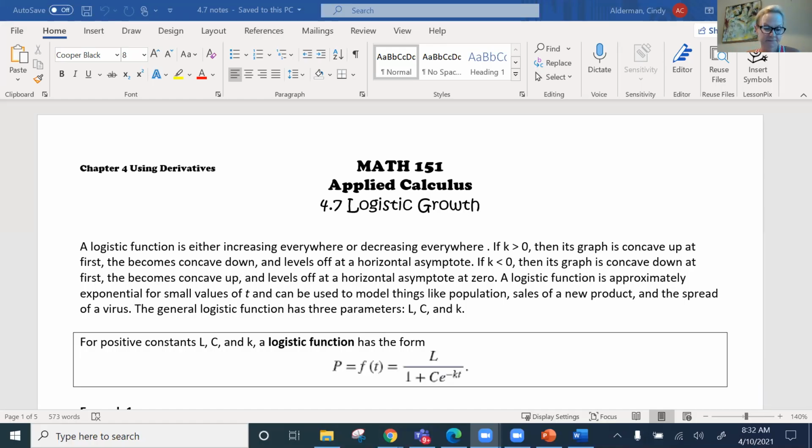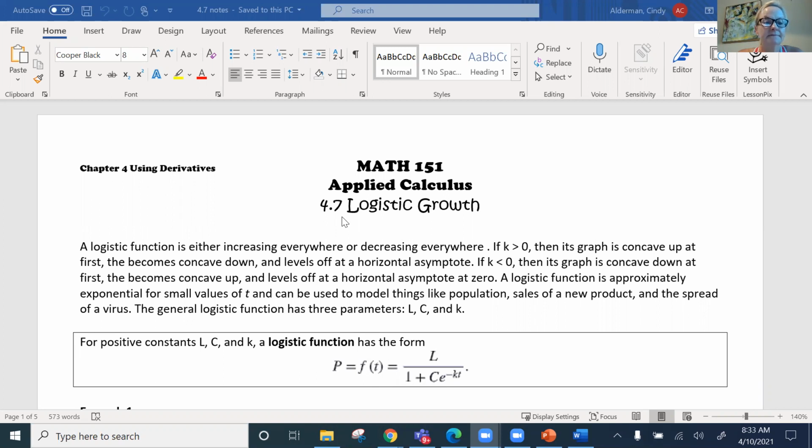Okay, this is the section that will have to do with the extra credit assignment that I will have posted in a little bit for you. It's a project that just has you watch a video and basically summarize it. And it's a video about the logistic growth curve and how it relates to the coronavirus.